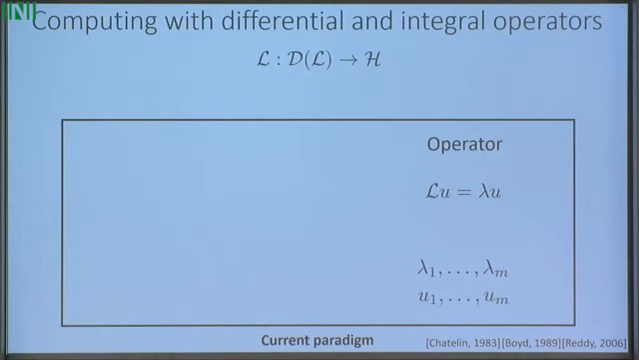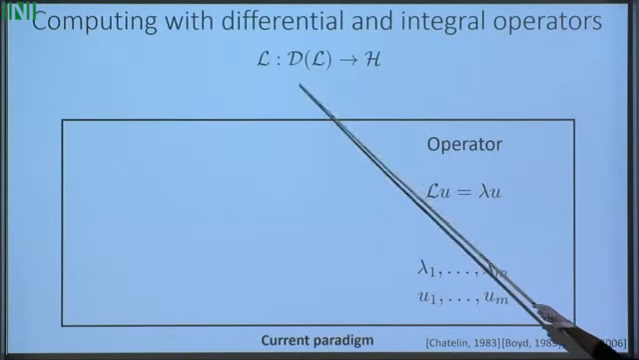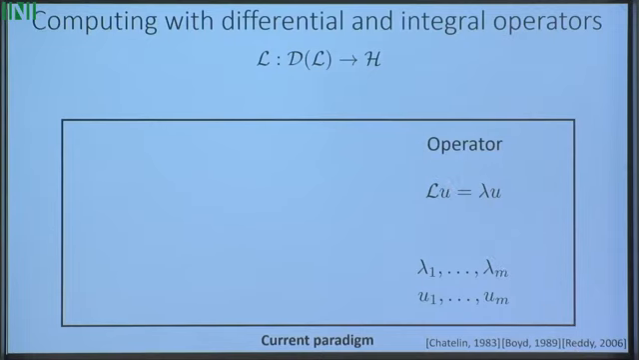So the main character today is going to be an operator L, and the only real technical requirements we need on this for the top level theory to go through is that L be closed and densely defined on a Hilbert space. So we can work with unbounded operators, like differential operators in particular.